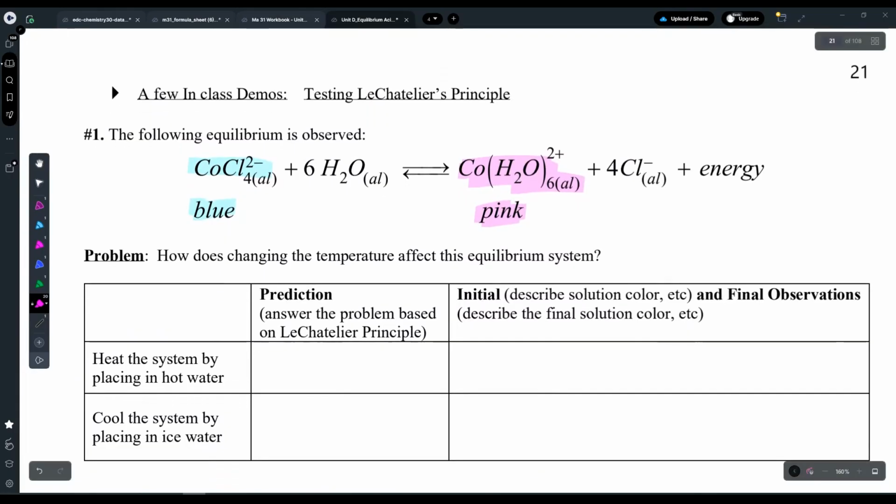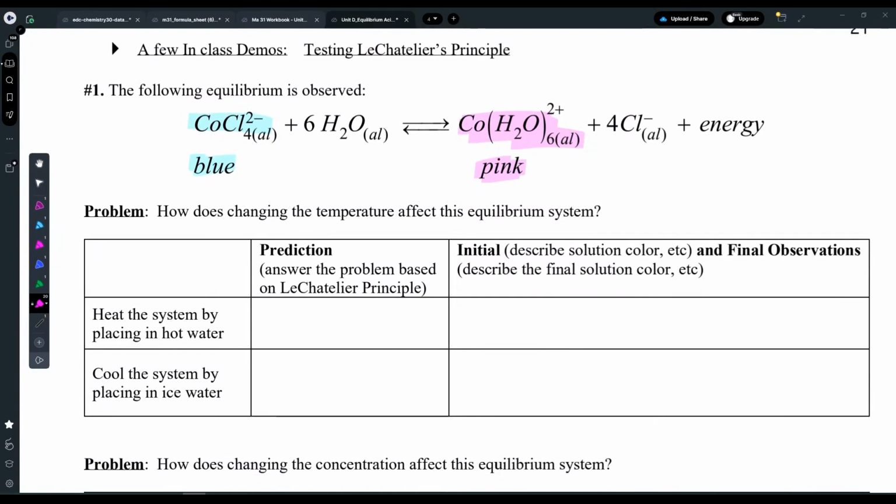All right, so let's look at these proposed stresses being added to this equilibrium. We'll make our prediction, and then what we will do is we'll watch the video and record our initial and final observations. All right, so the first stress that's applied is heating the system by placing it in hot water.